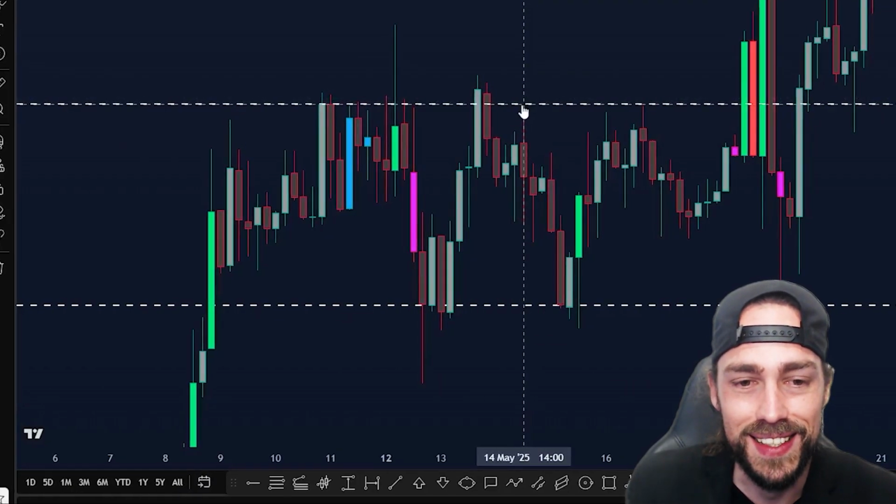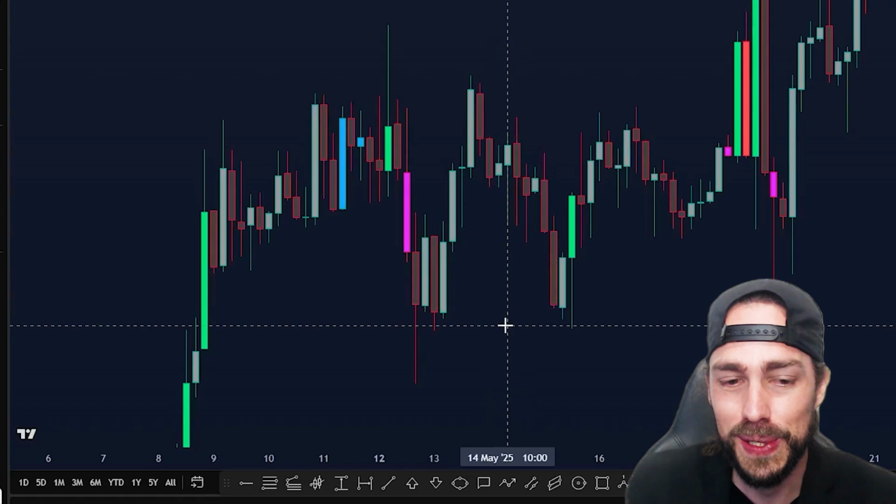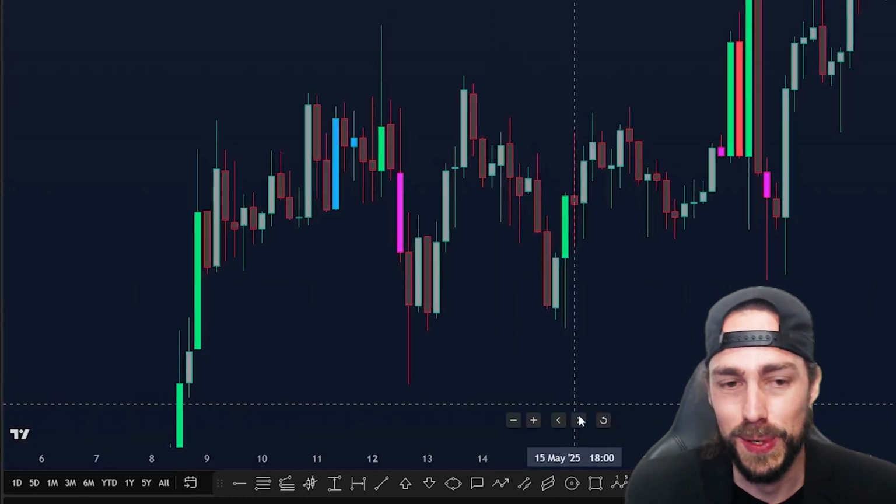So in order to account for these zones in the market, my preferred way of marking support and resistance is actually using rectangular blocks. And I'll show you how I do that. So let's go ahead and delete these two lines. And I'm going to show you how I use the rectangles to show these areas for me.